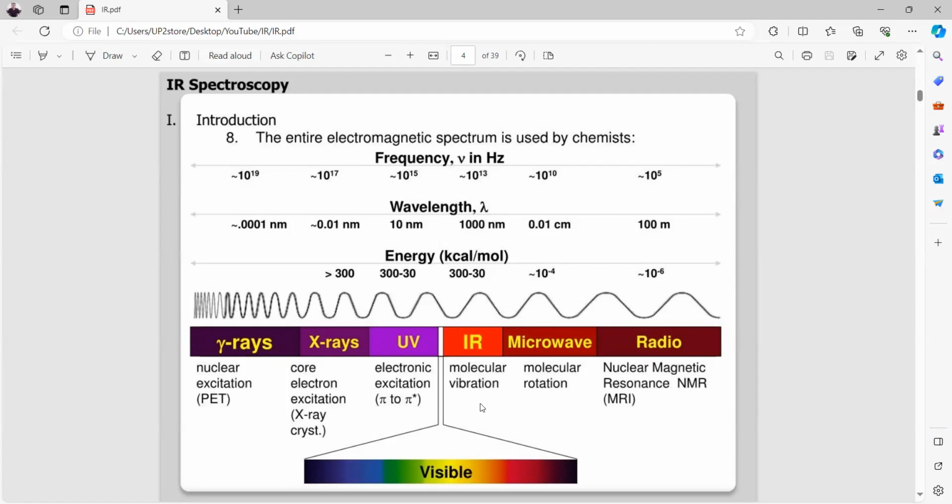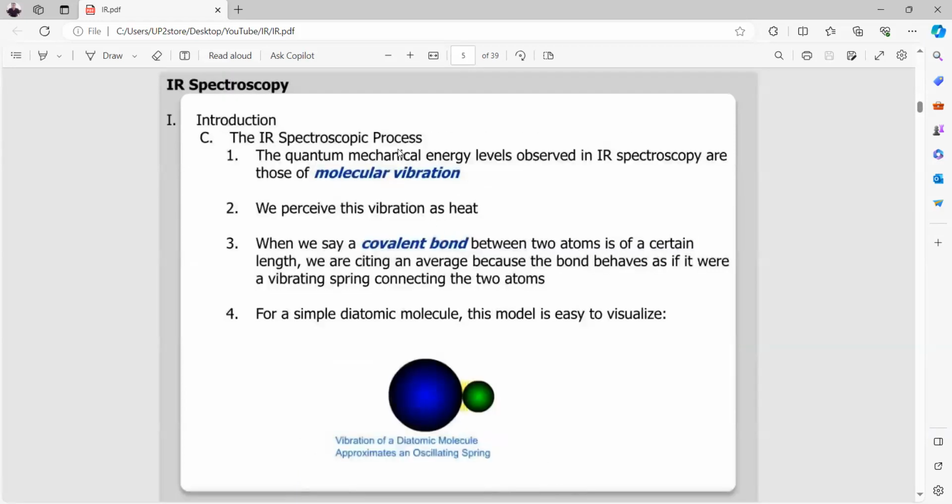Okay, let's see the IR spectroscopic process. The quantum mechanical energy levels observed in IR spectroscopy are those of molecular vibration. We perceive the vibration as heat, and we say a covalent bond between two atoms is of a certain length. We are citing an average because the bond behaves as if it were a vibrating spring connecting the two atoms. For a simple diatomic molecule, this model is easy to visualize, as you can see at the bottom of this slide.